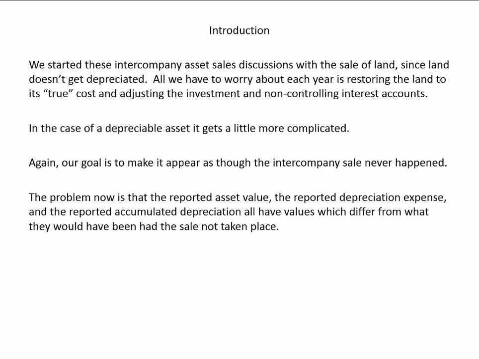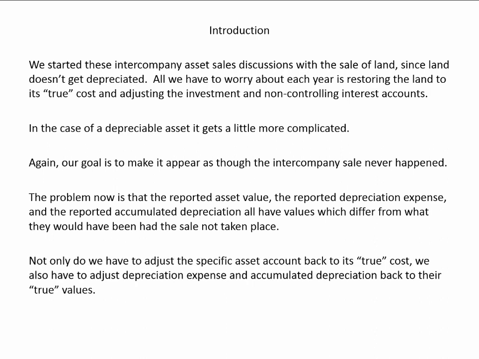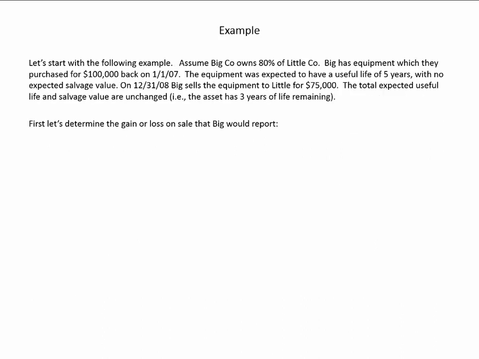The problem now is that, again, there are more accounts involved. The reported asset cost, the reported depreciation expense, and the reported accumulated depreciation all have values which differ from what they would have been had the sale not taken place. Not only do we have to adjust the specific asset account back to its true cost, we also have to adjust depreciation expense to its true value and accumulated depreciation to its true value. Let's go ahead and run through an example.